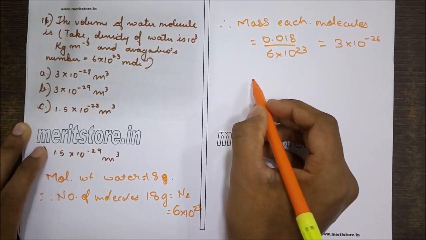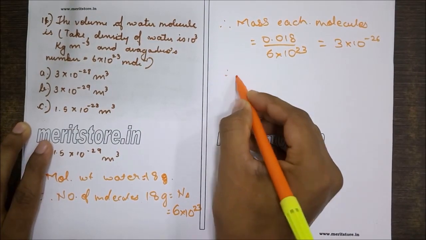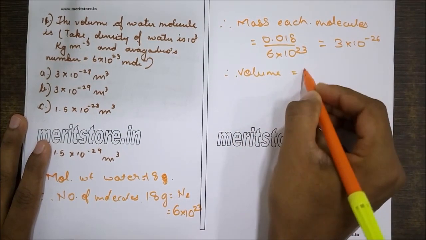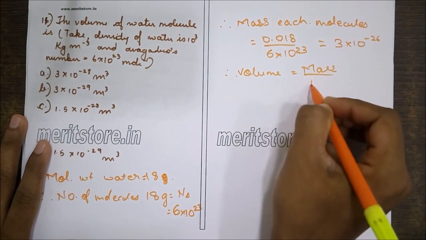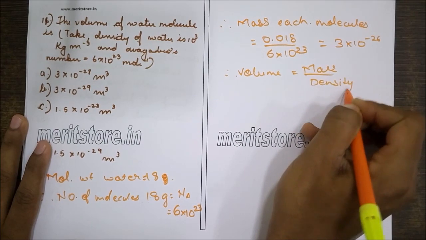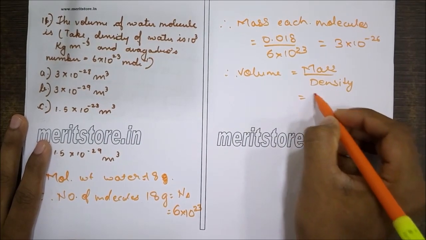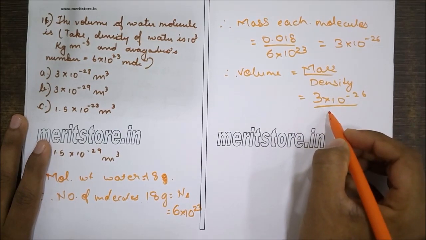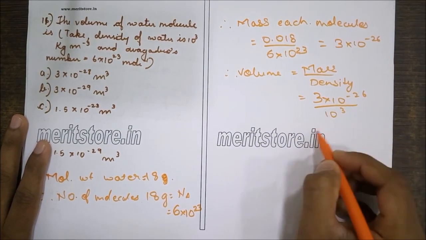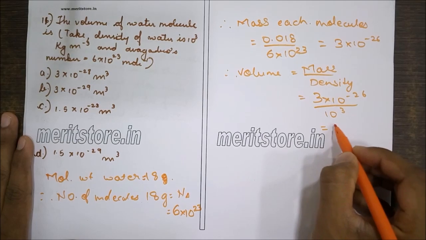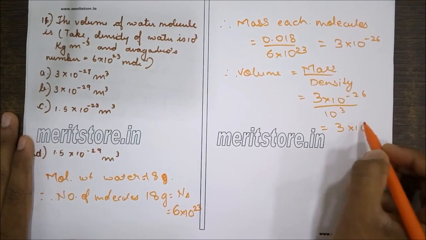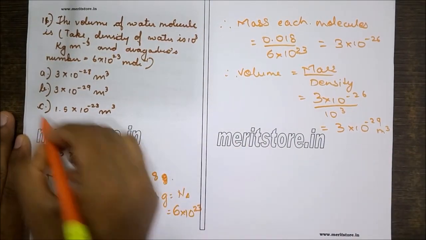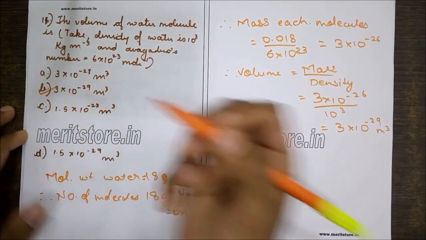So this is the mass of each molecule, and therefore the volume can be given as mass upon density, which is equal to 3 into 10 raised to minus 26 upon the density, which is given as 10 raised to 3. So this value comes out as 3 into 10 raised to minus 29 meter cube, and hence option B is the correct answer.